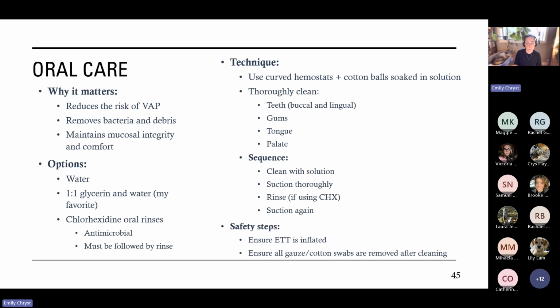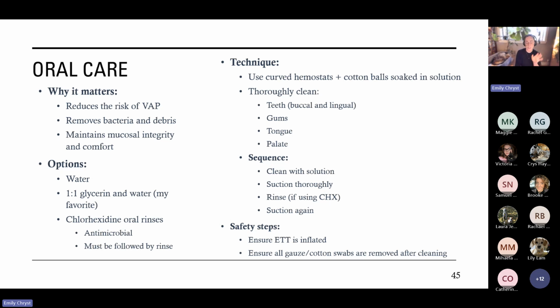That stuff is especially important if you're using chlorhexidine, but we don't want all of that water just sitting in there. Then you can follow with another rinse and suction again. One thing that I also include in my oral care is just a tongue massage. It can prevent the development of those ranulas or help reduce those ranulas if they do develop. So I will massage the tongue, move it around, inspect everything as well.